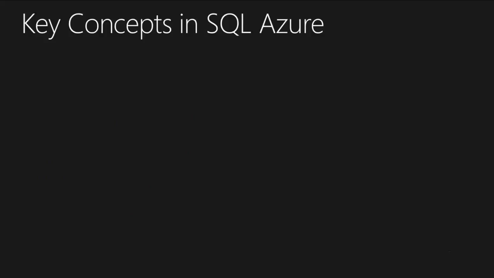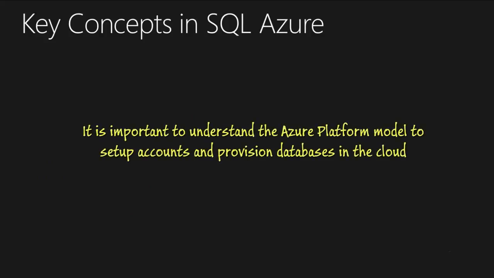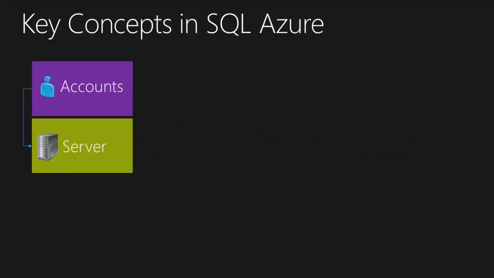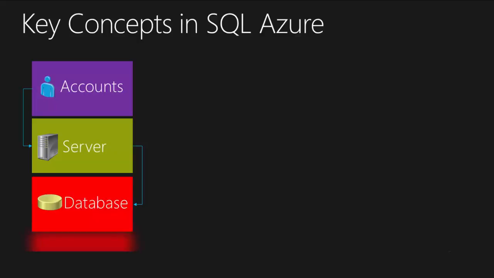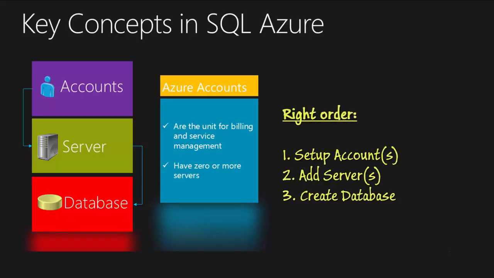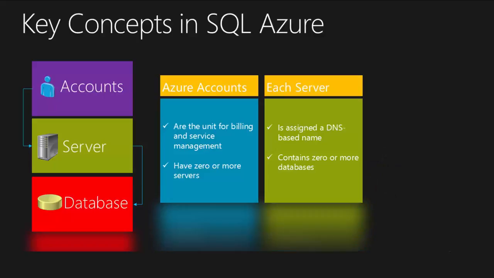Beyond the relational database engine provided by SQL Azure, it is necessary to understand the model behind the Azure platform so that you can set up your own account, provision a server, and create databases. There is a relationship between three core objects in SQL Azure: the account, the server, and the database. Accounts are the unit of subscription and billing. All Azure activity is metered out and assigned to an account. You'll first create an account and then add servers. An Azure account may have 0 or more servers.